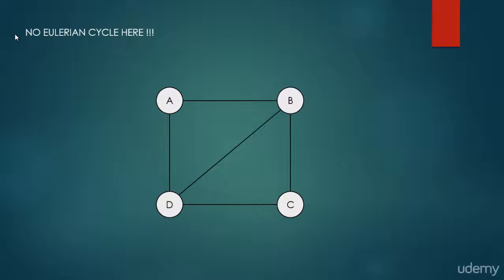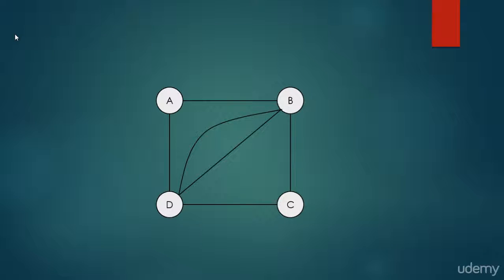And for example, in this situation, there's no Eulerian cycle here, because, for example, B has a degree 3 because it has 3 edges. So what can we do here? The solution is that we have to add edges until Euler's theorem is satisfied. And what is Euler's theorem? That all of the vertices have an even number of edges.